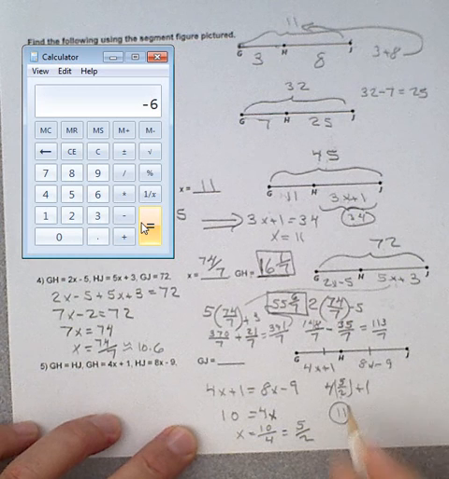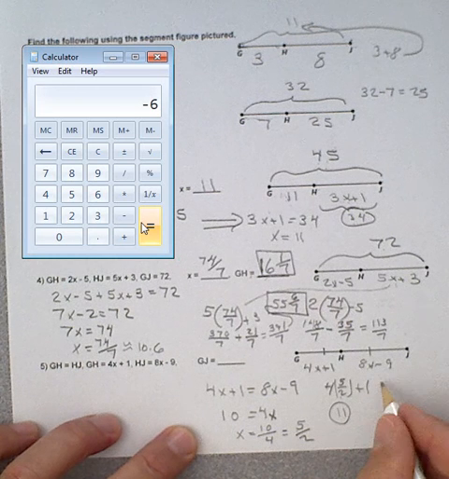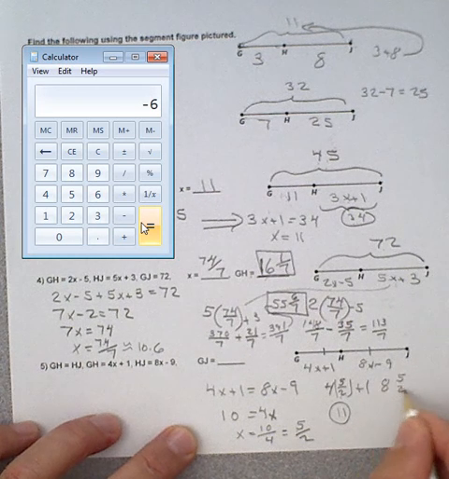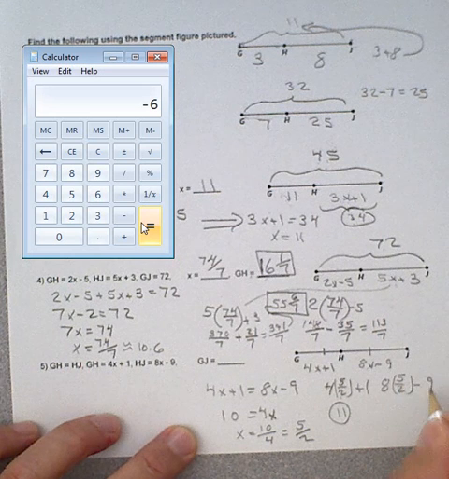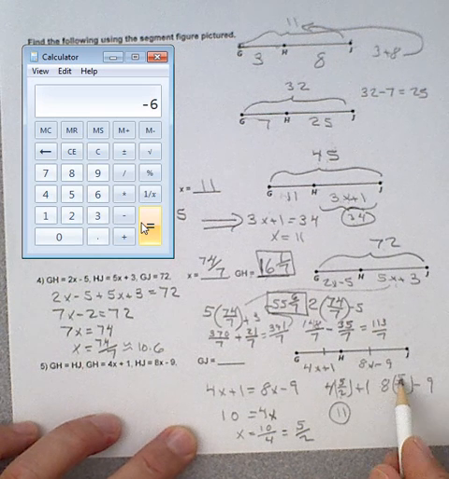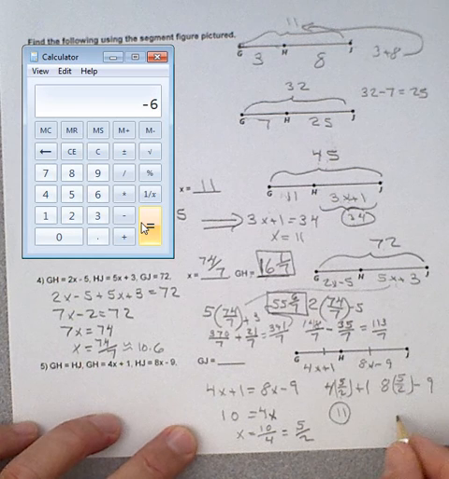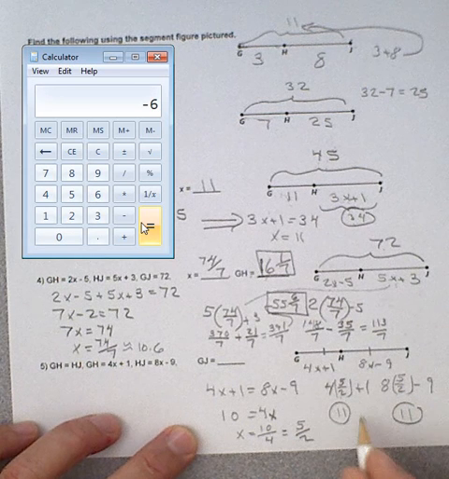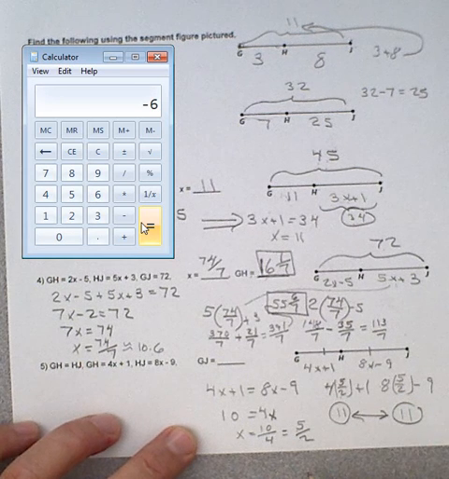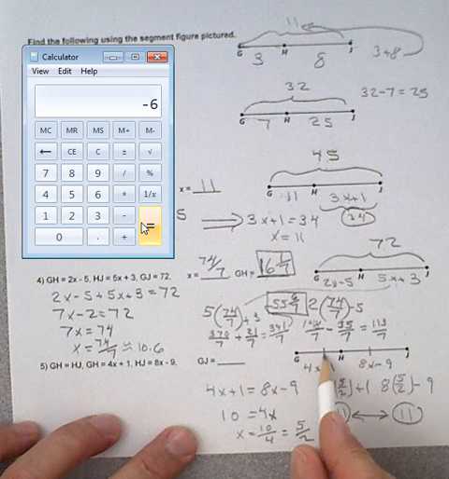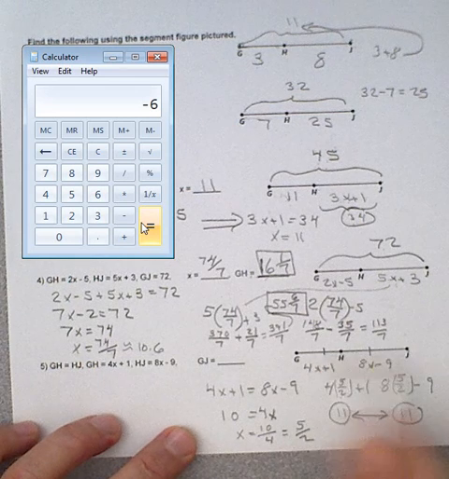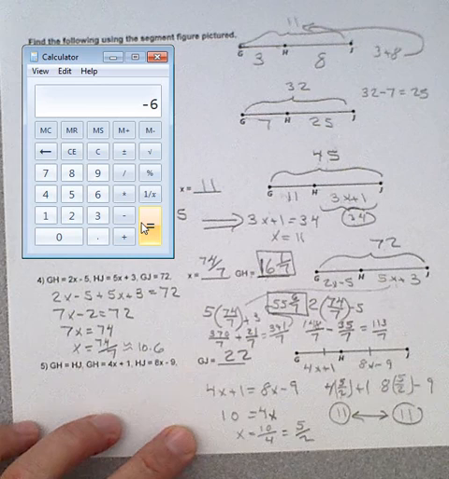And when I put 5 over 2 in here, 8 times 5 halves minus 9. 8 divided by 2 is 4, times 5 is 20, minus 9 is also 11. They're equal to each other, so I'm feeling good about it. This side is 11, this side is 11, the whole length, 22, and that's segment addition.